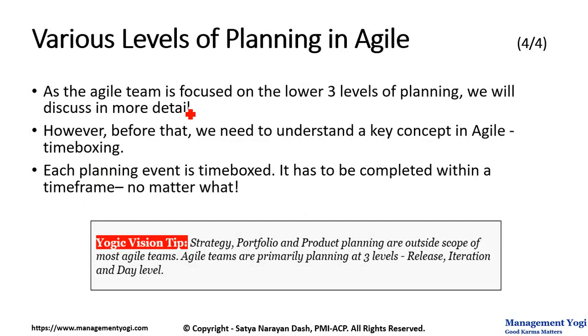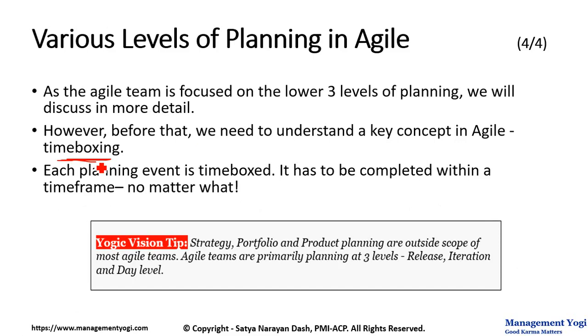As the Agile team is focused on the lower three levels of planning, that is release, iteration, and daily planning, we'll have more discussion with respect to these plannings. However, before that, we need to understand a key concept in Agile known as time boxing. I have spoken about time boxing earlier in Lesson 3, Agile Principles and Mindset. Time boxing is telling you whatever plan you have, you have to complete within this time box. If you can't complete, then another time box will start and you have to complete those items which are incomplete, or you can take additional new items.